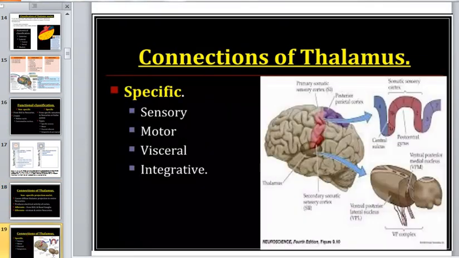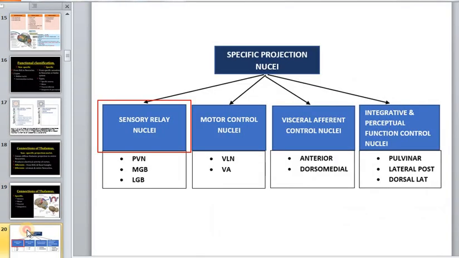Specific nuclei receive specific sensation and project to specific portions of the neocortex and limbic system. And even more, depending upon the type of sensation, the specific projection nuclei can be divided into 4 groups. Here we see sensory relay nuclei, motor control nuclei, visceral efferent control nuclei, and integrative nuclei, which integrate all function control. This is the specific projection nuclei.